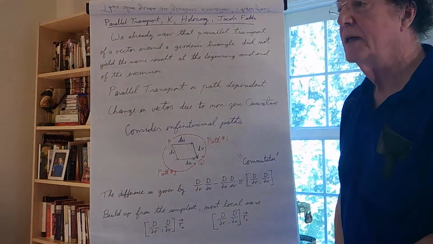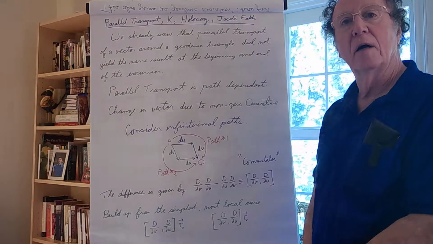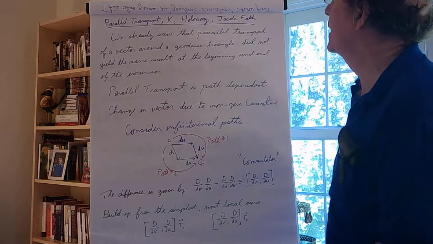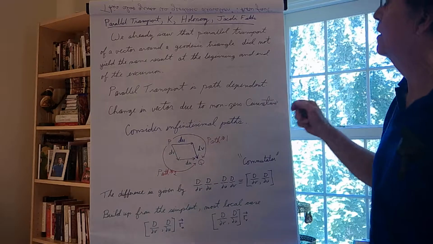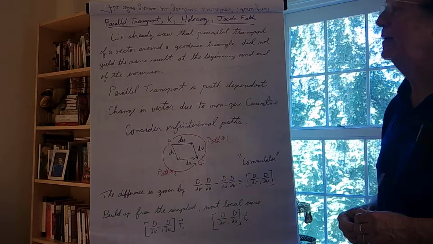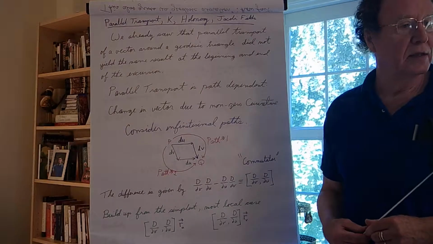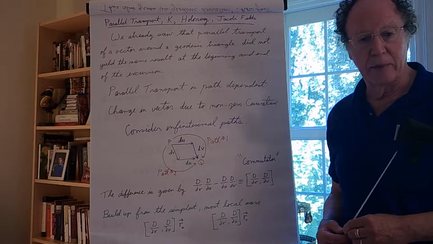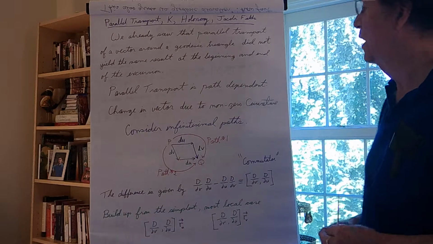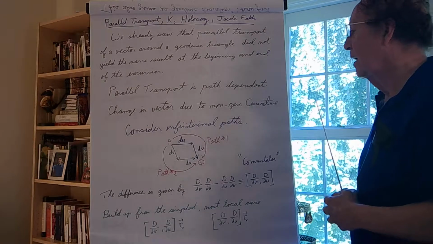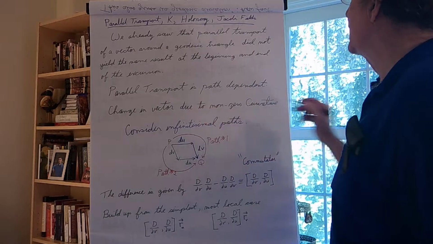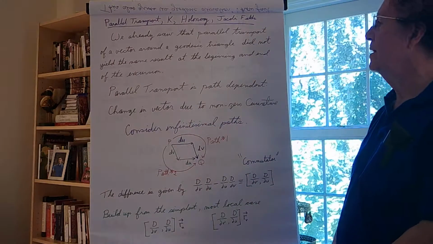Okay, so let's consider parallel transport now in a more general setting than we have in the past. We've already seen that parallel transport of a vector around a geodesic triangle did not yield the same result at the beginning and at the end of the excursion. We had lots of examples of that, and we showed pictures and balloons showing the dependence of parallel transport on the path that's taken. So parallel transport is path dependent.